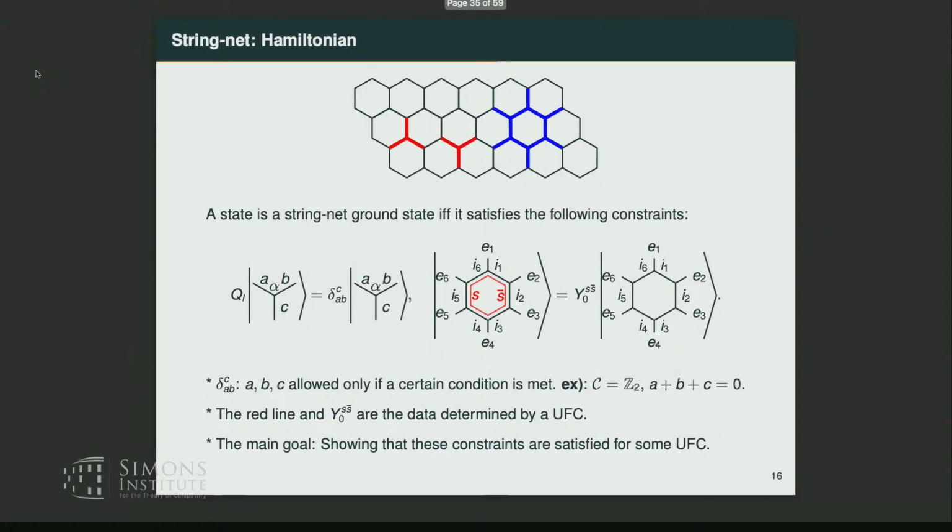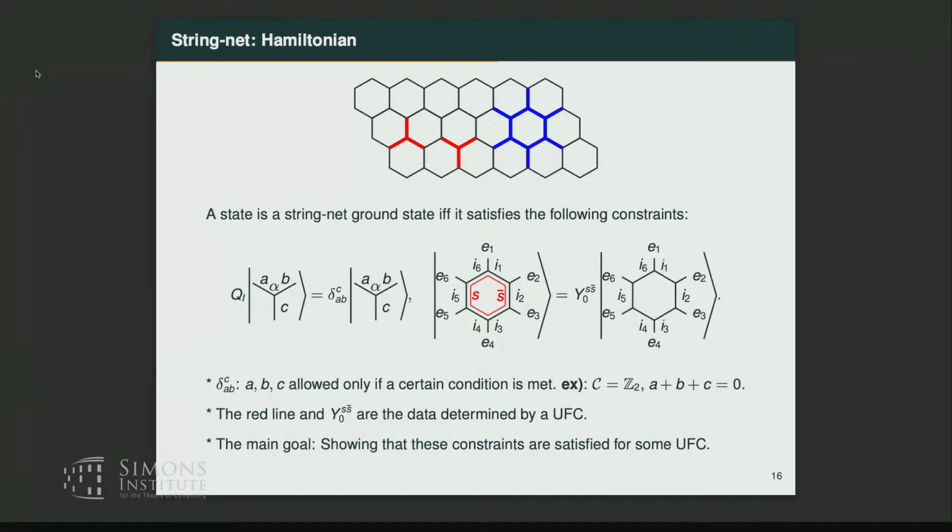And unfortunately, this Hamiltonian is 18 local. So there is no way I'm going to explain the actual term in this talk. And the main culprit is this thing. You can count that there are 12 edges and there are 6 vertices, so it's 18 local.